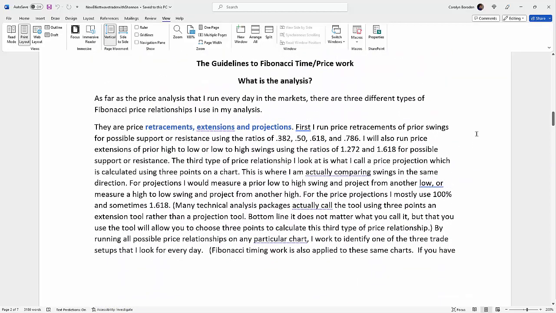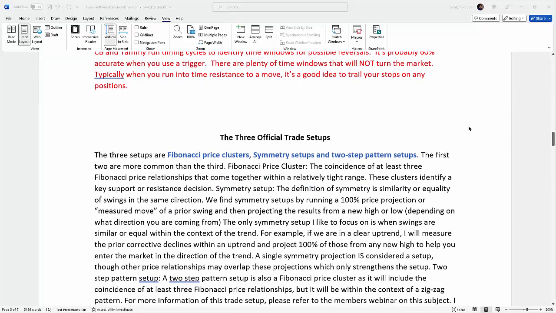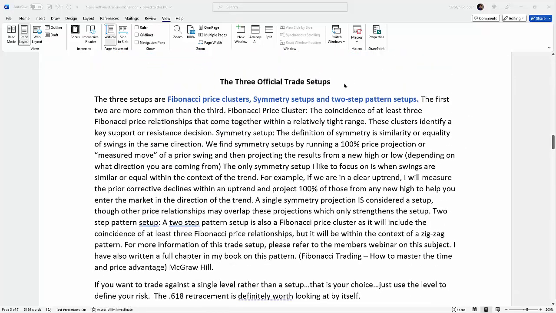This is just a little quickie on the analysis, but if you've never seen my introduction to Fibonacci time and price analysis, we did one a couple weeks ago when we had that psycho dude try to enter and cuss us out. You can watch that because it gives all the basics. But again, there are only 3 official trade setups.